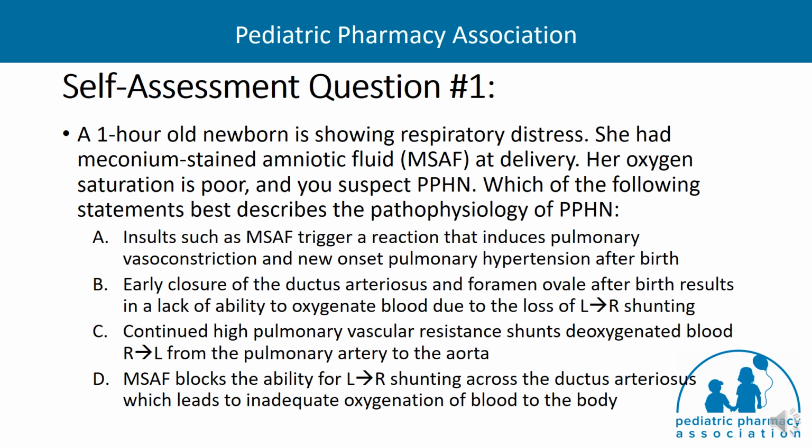Is it A, insults such as meconium-stained amniotic fluid trigger a reaction that induces pulmonary vasoconstriction and new onset pulmonary hypertension after birth? Is it B, early closure of the ductus arteriosus and foramen ovale after birth results in a lack of ability to oxygenate blood due to the loss of left to right shunting? Is it C, continued high pulmonary vascular resistance shunts deoxygenated blood right to left from the pulmonary artery to the aorta? Or is it D, meconium-stained amniotic fluid itself blocks the ability for left to right shunting across the ductus arteriosus, and this leads to inadequate oxygenation of blood to the body?